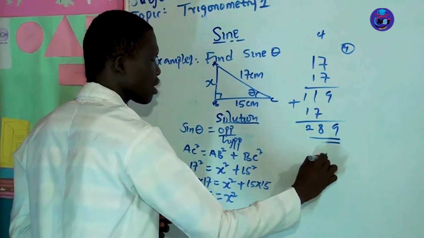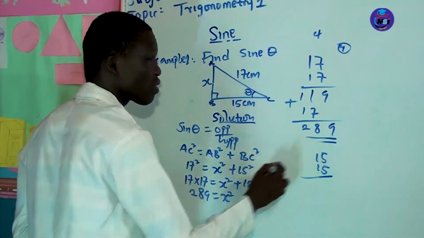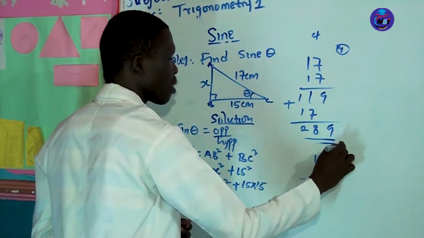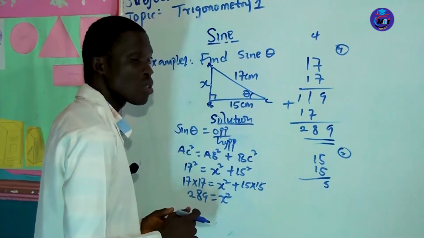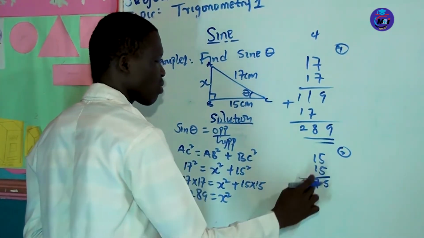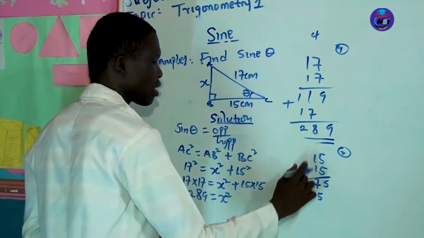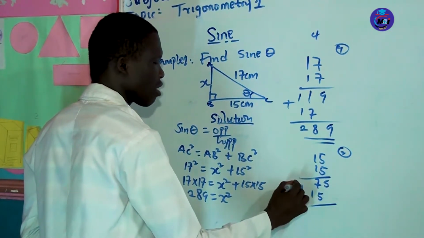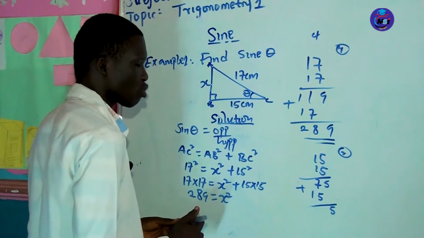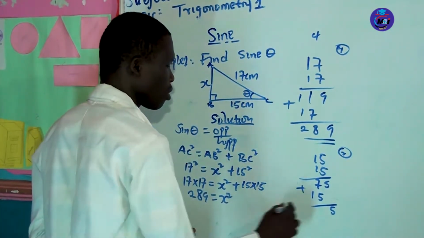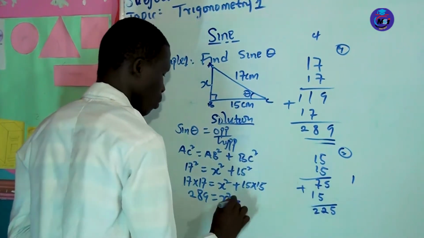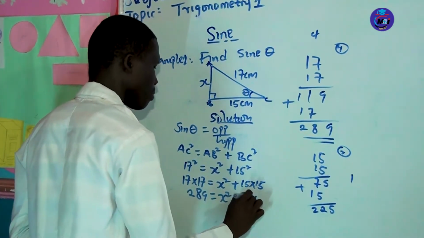Let's multiply 15 by 15. 5 times 5 will give us 25. We have 5, remain 2. 5 times 1 will give us 5 plus 2 will give us 7. 1 times 5 will give us 5. And 1 times 1 will give us 1. So we add this together. We have 5. 7 plus 5 will give us 12. Okay. We are going to have 2. Remain 1. 1 plus 1 we have 2. So we have 225 here.